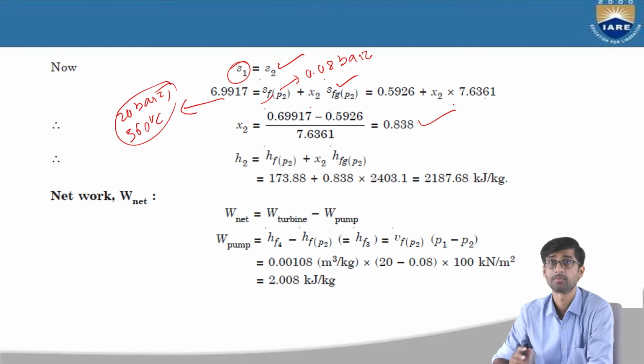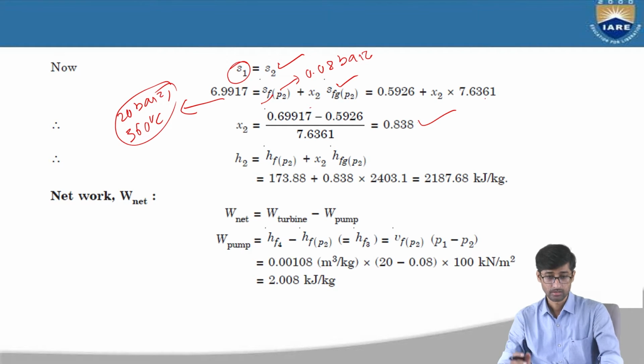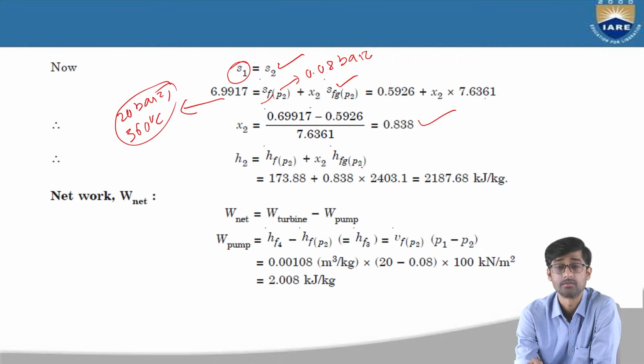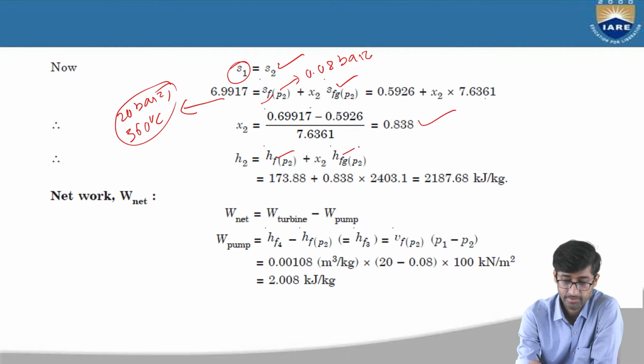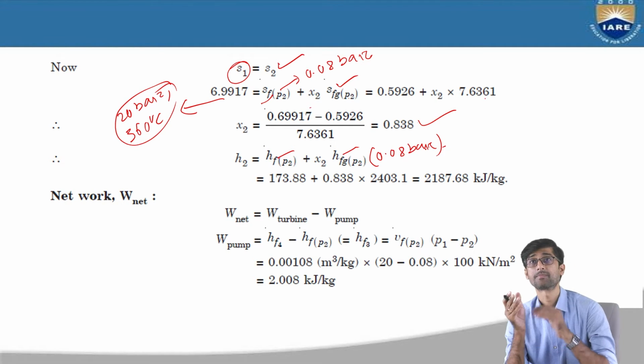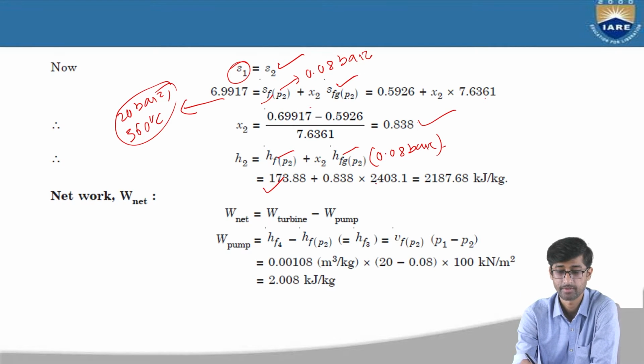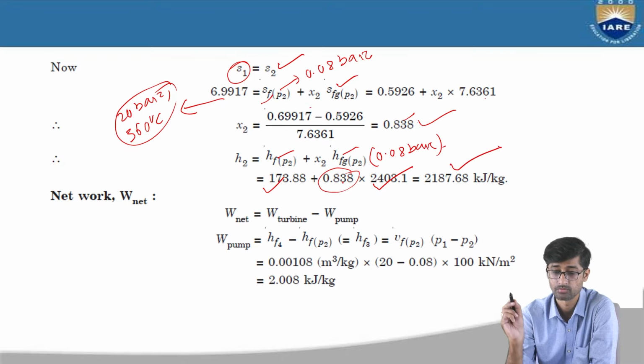X2 becomes 0.838. Now, how to calculate H2? H2 is equal to HF plus X into HFG2. This HF and HFG are at pressure 0.08 bar. From the steam table at pressure 0.08 bar, take the value of HF and put it here, and the value of HFG, put it here. The dryness fraction we have already calculated, 0.838, put it here. So this becomes the value of H2.